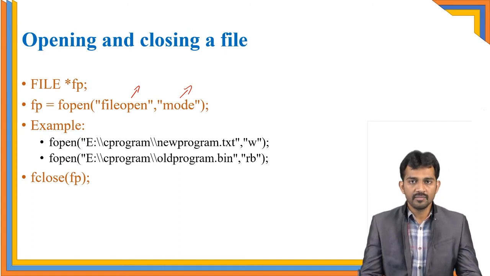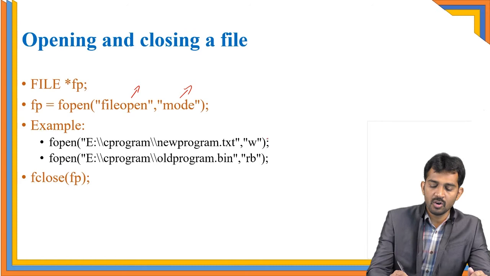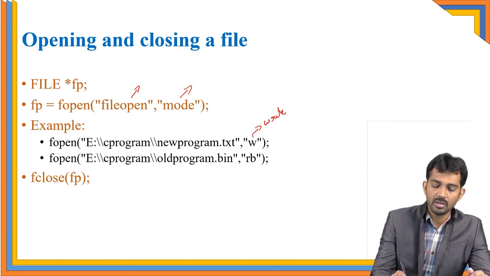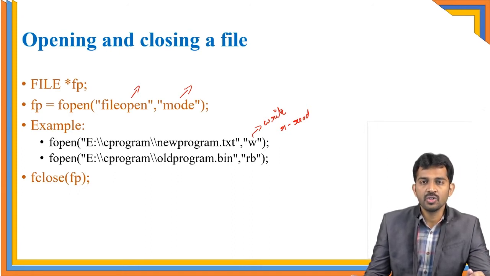We will see later. See here, for example, if you want to open a file in read mode or write mode, W means it is a write mode. If you refer, R means it is a read mode. We will see one by one. This is the way you are going to open a file. What is the difference between read and write? And append is also available.